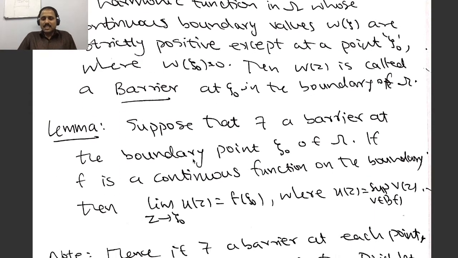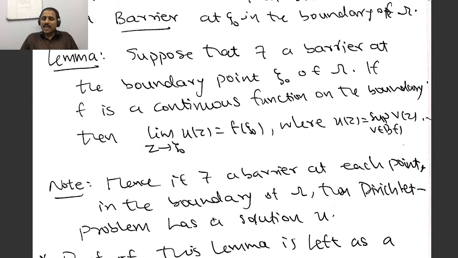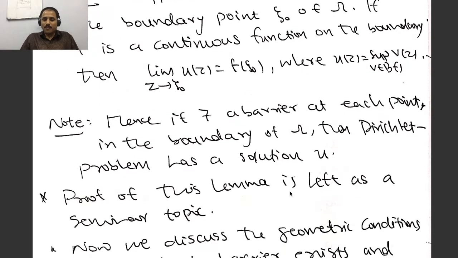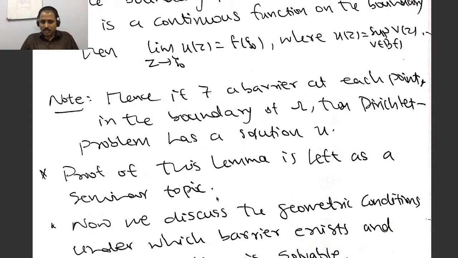And the thing is that, suppose there exists a barrier at a boundary point zeta naught for all of omega, and the function f is a continuous function on the boundary, then the limit as z tends to zeta naught of u(z) equals f(zeta naught), where u is the function which we considered just now, which is the supremum of v(z) with v belonging to B_f. So it is a harmonic function, which we have already seen, and at zeta naught u coincides with f. So if there exists a barrier at each point zeta naught, then you have a solution for the Dirichlet problem. This proof is also left as an exercise.